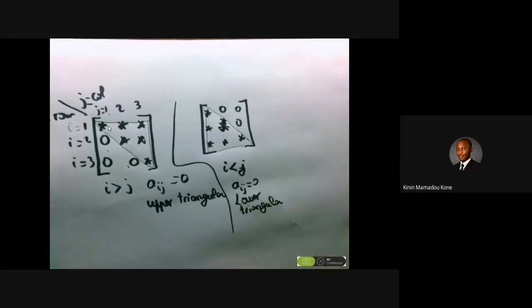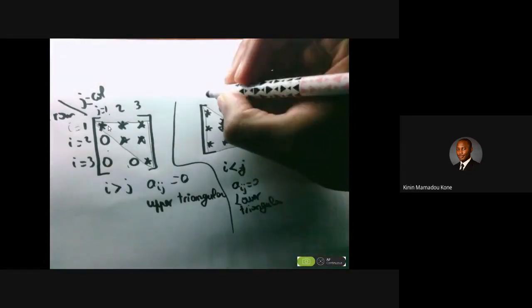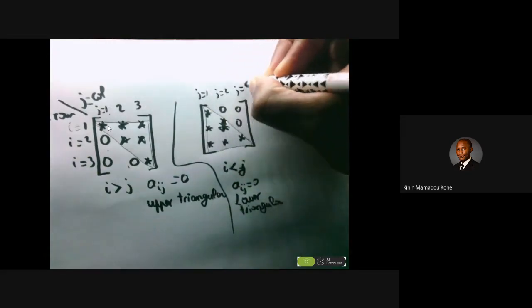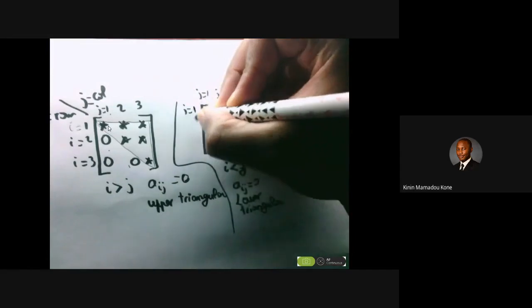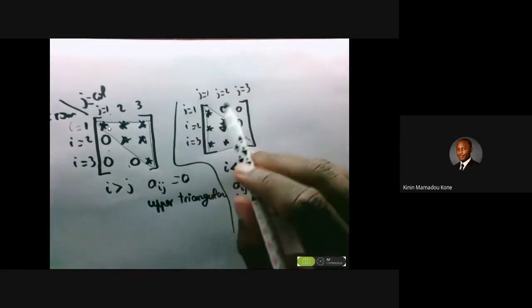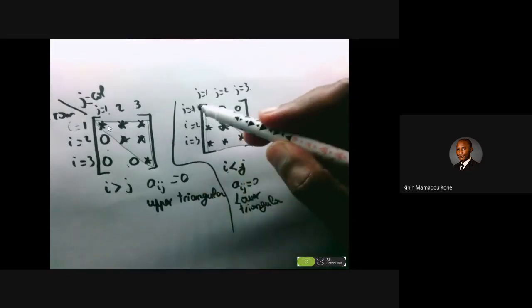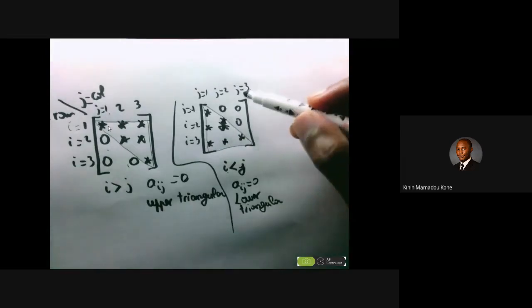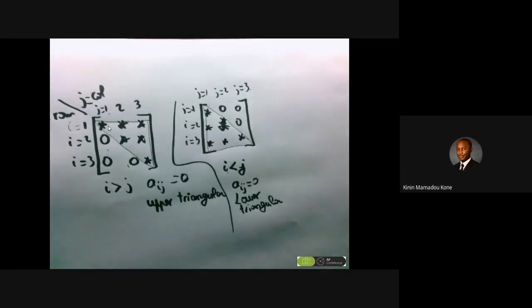Okay, so let's look at the entries. Here you have j equals 1, j equals 2, j equals 3, and i equals 1, i equals 2, i equals 3. When j is greater than i, you have 0. So when j equals 3 and i equals 1, j is greater than i, so it's a 0. When j equals 3 and i equals 2, it's 0. So we can see an example of that.